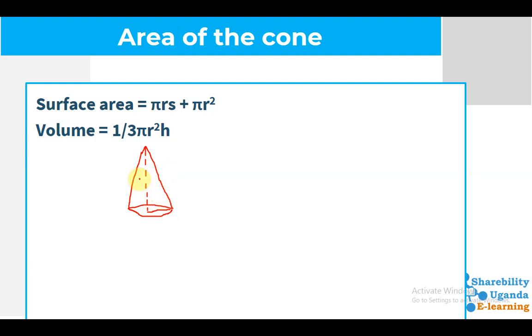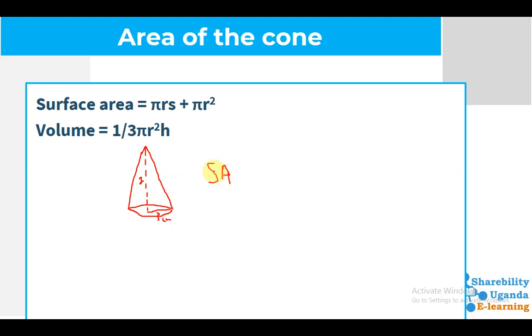Okay, they give you a height of 2 centimeters. They also give you a radius of 3 centimeters. Okay, we have the radius of 3 centimeters, but we have not been given the slant. And they tell you to find the surface area of the cone.